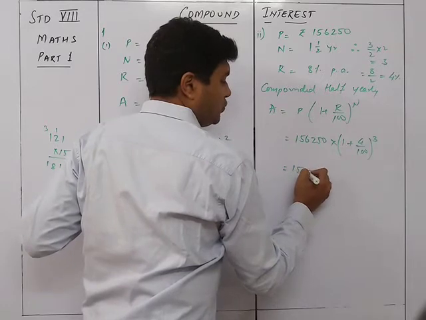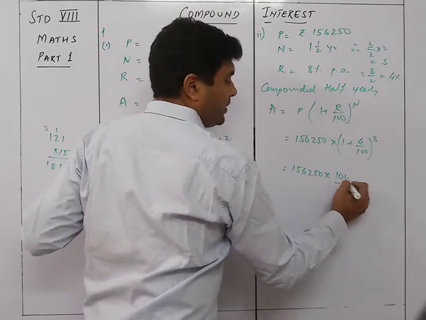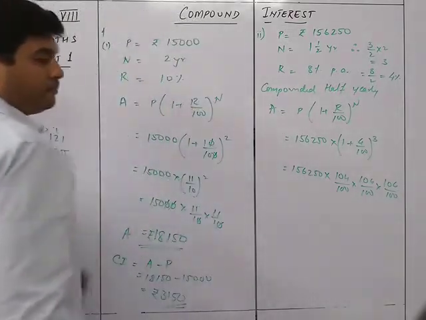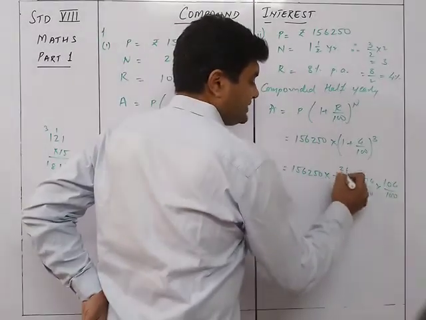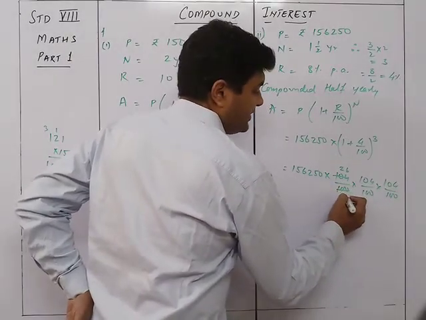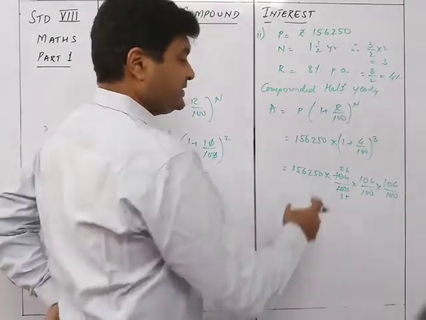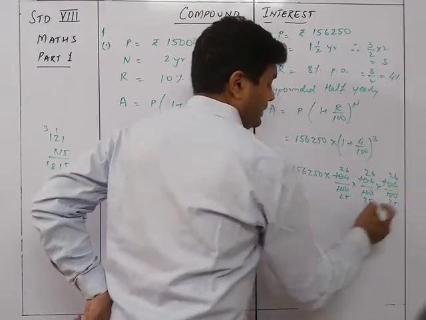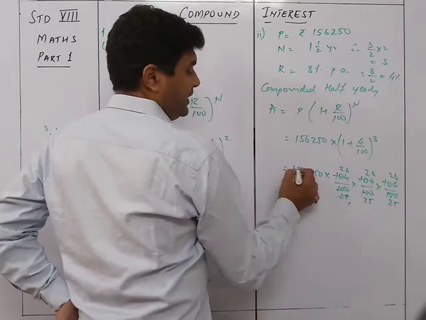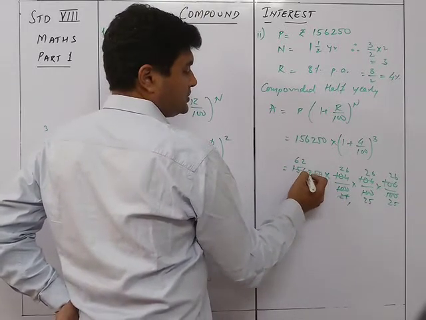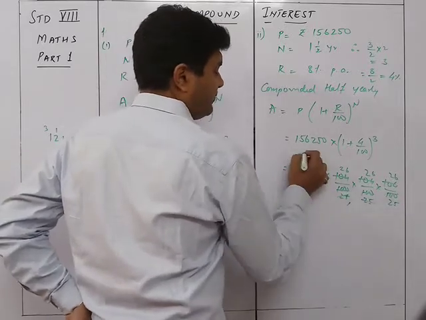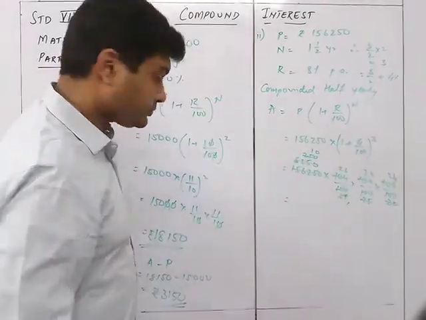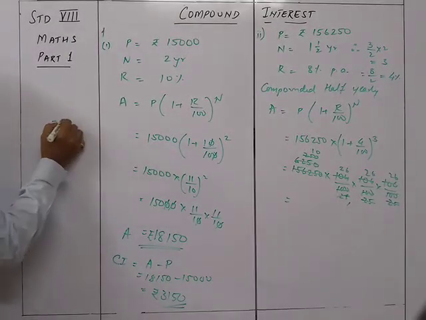So it is 156,250 into 104/100 into 104/100 into 104/100. Okay. Now dividing by 25 and cancelling common factors, we get 26 into 26 into 26.